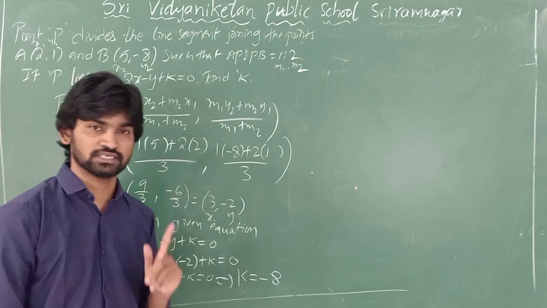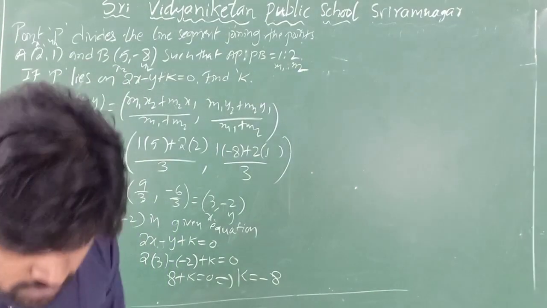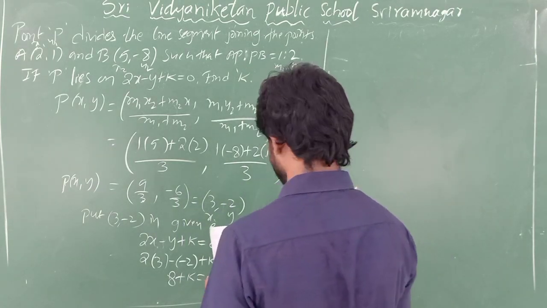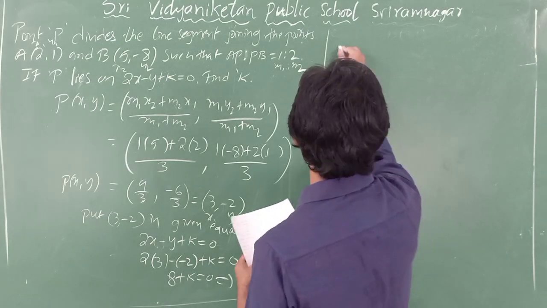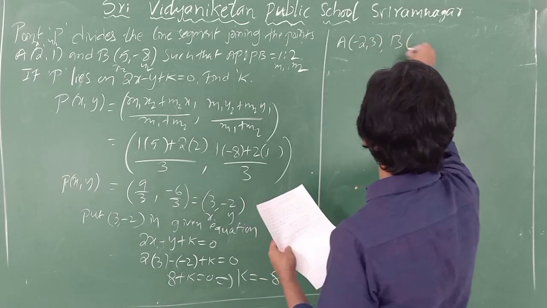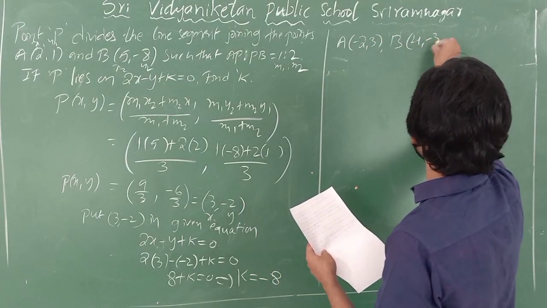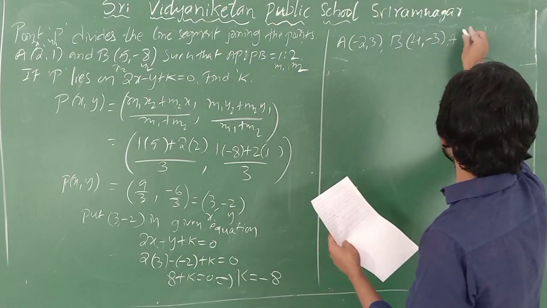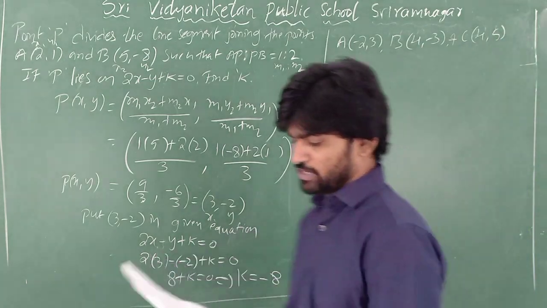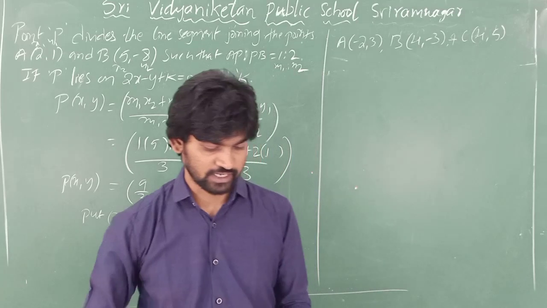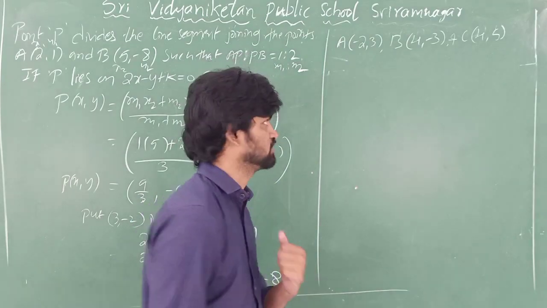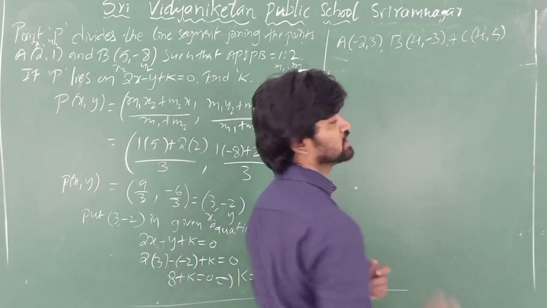Next, one more question is the centroid. You see the centroid question now. Find the centroid of a triangle formed by the vertices A(-2, 3), B(4, -3) and C(4, 5). Also find the vertices of the triangle formed by the midpoints and its centroid. So two centroids we have to find. These are the ABC vertices.